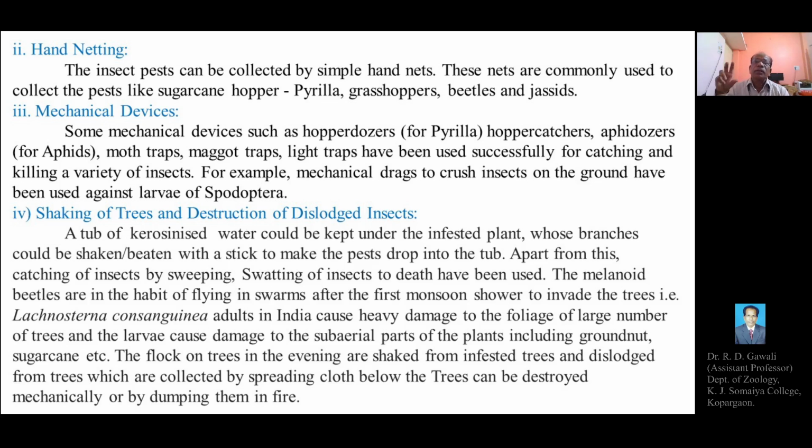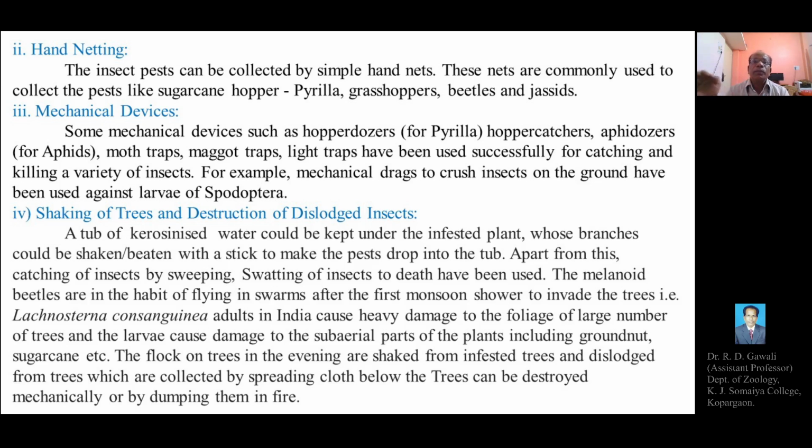There are certain small mechanical devices or equipments called hopper dozers. This hopper dozer can be used for the trapping or collection of the pyrilla. Then hopper catchers. With the help of this device, the hopper catcher, we can catch different types of insects. Aphidozers, for the collection or catching of aphids, we can use aphidozers.